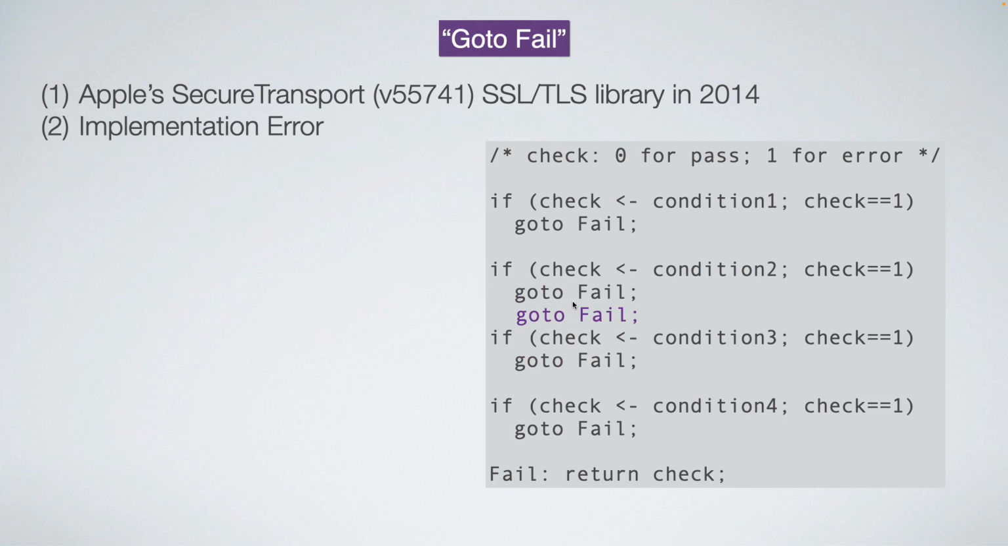I think. Okay, so let's walk through this. Let's say that we pass condition 1, okay? Check is not equal to 1, so we don't go to fail. Then we check condition 2. If it fails, then check is 1, we go to fail, we return that it failed, that's fine. Let's say that we pass, okay? So we pass, is check equal to 1? No, okay. So are we going to run go to fail? Okay, so what's the next line of code we'll execute?